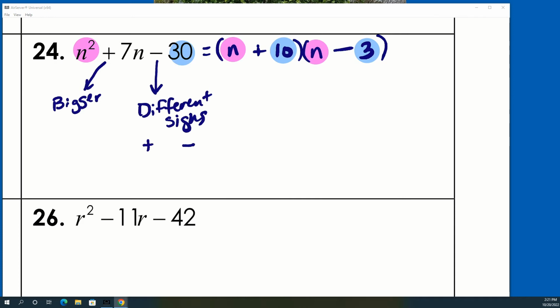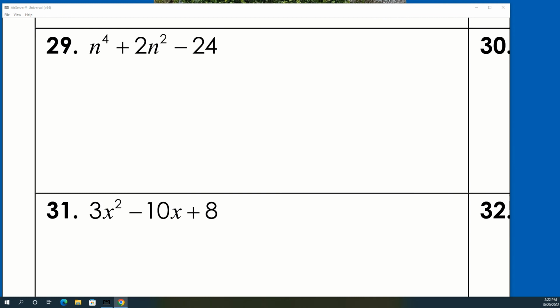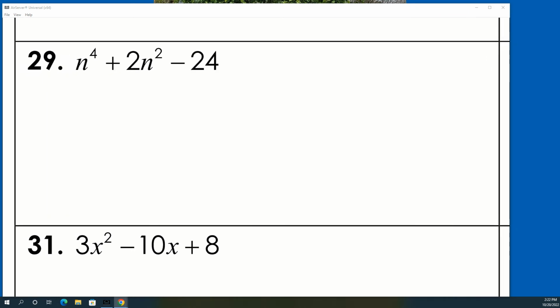All right. Okay, let's skip all the way down to 29. This one, we're going to use those same rules, but it's going to be a little bit more difficult because this one isn't n squared. This one was n to the 4th.